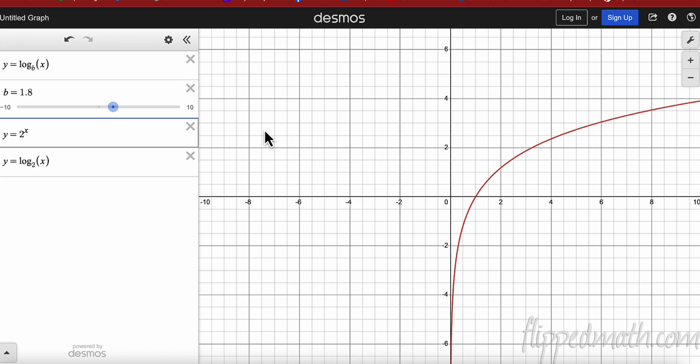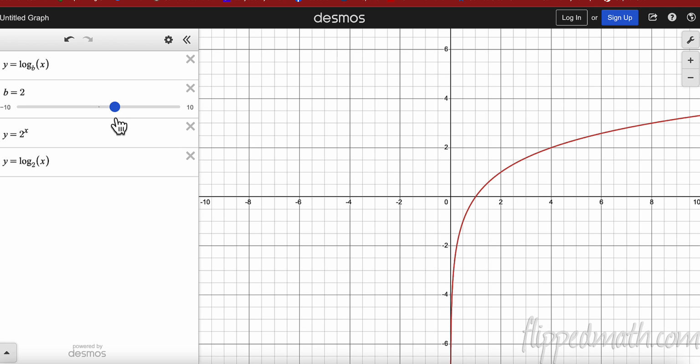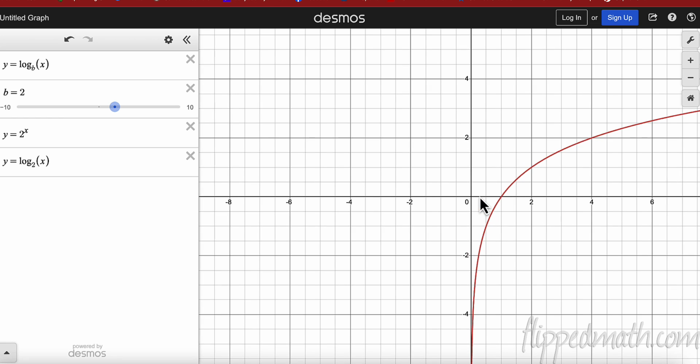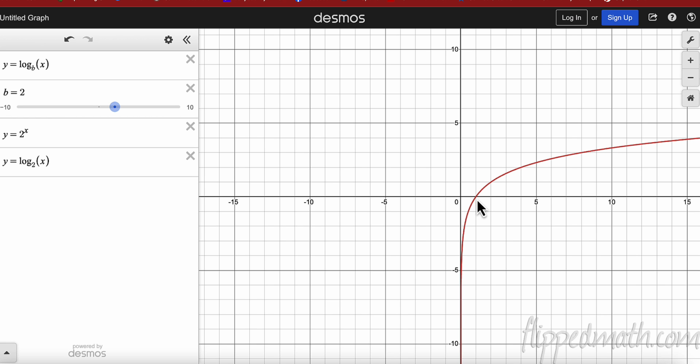So again, we talked about this, all right? I'm going to go to b is 2. I know this was a little tricky here. Let me get a better scale. All right, so that's 1, 0 right there. Nice, very nice. Now, you'll notice it approaches but never crosses our y-axis. That's why there's an asymptote there. And it goes up really fast, doesn't it? And then it slows down.